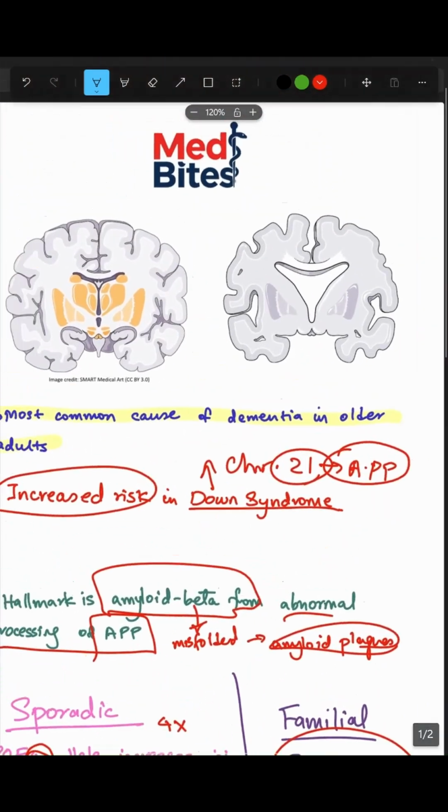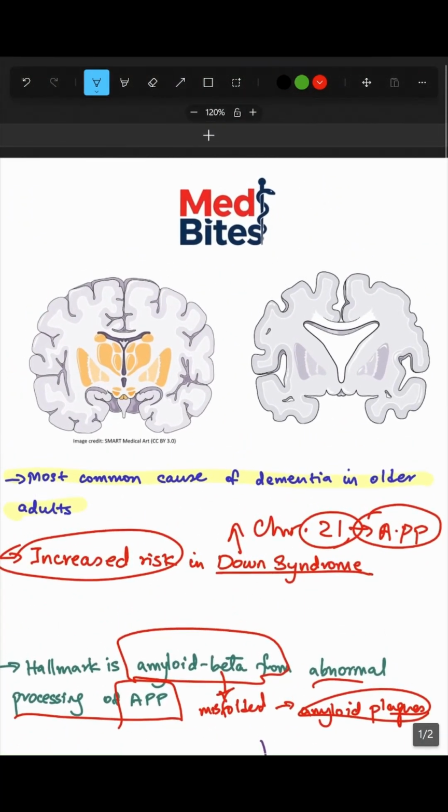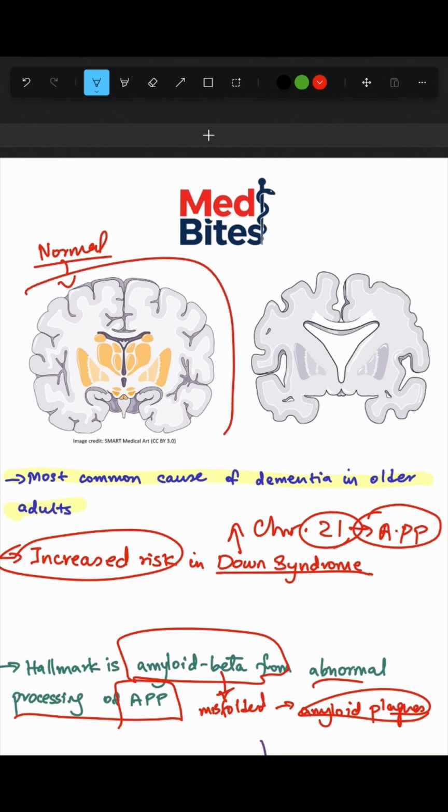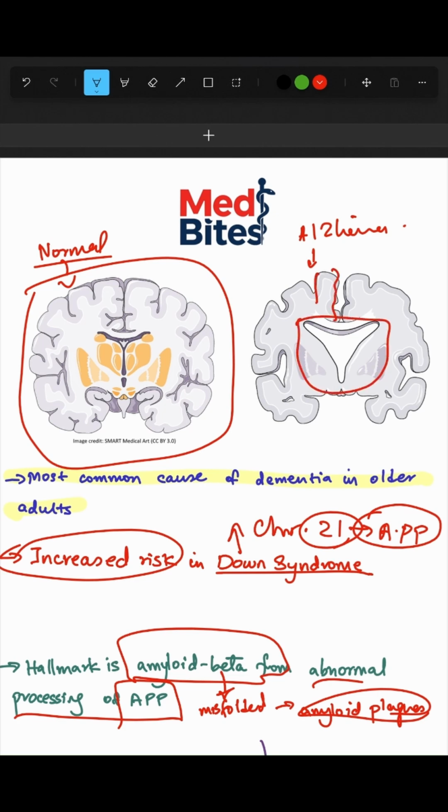Now, let's look quickly at what happens in the brain. On gross pathology, you see what we call cortical atrophy, right? So on the left side, this is what a normal brain looks like. Look at how healthy and big and nice it is, right? This is courtesy of Smart Medical Arts. It's full. It appears healthy, right? And on the right side, this is a brain with Alzheimer's. The cortex is atrophied, the sulci are wider, and the gyri are narrower. The ventricle also looks noticeably bigger.